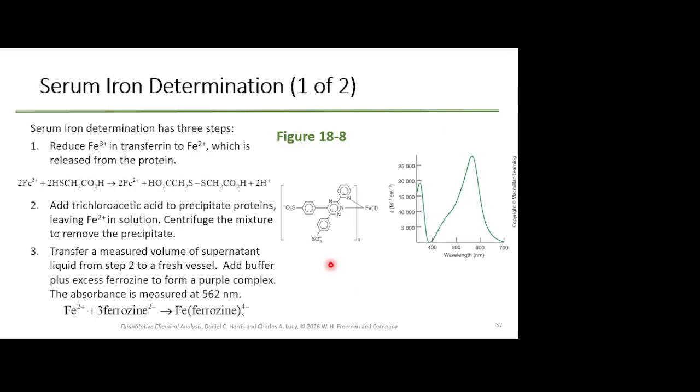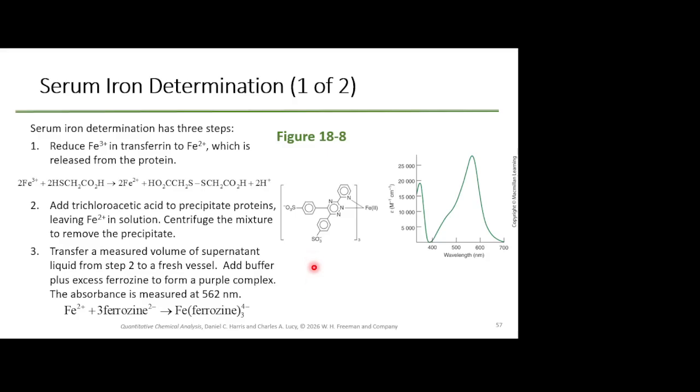Okay. This is a serum iron determination. And so serum iron has 3 steps. You're going to reduce the Fe3+ and transfer it to Fe2+. This would actually release it from the protein, so then we can actually get the iron. We're going to then add trichloroacetic acid, and this is going to cause the proteins to precipitate. What's going to happen then is you're going to leave the Fe2+ in solution. If you centrifuge the mixture, all your suspended proteins are going to go down to the bottom and form a pellet, and then you can just get the supernatant with the iron.